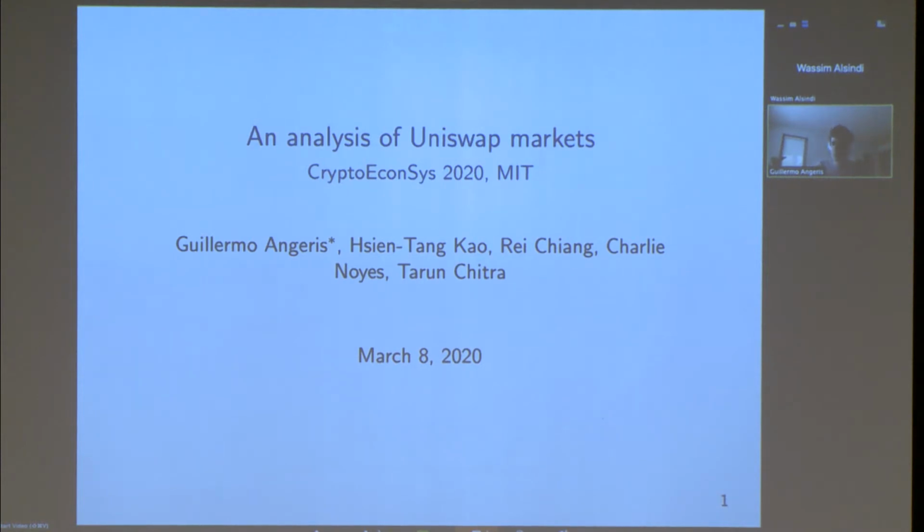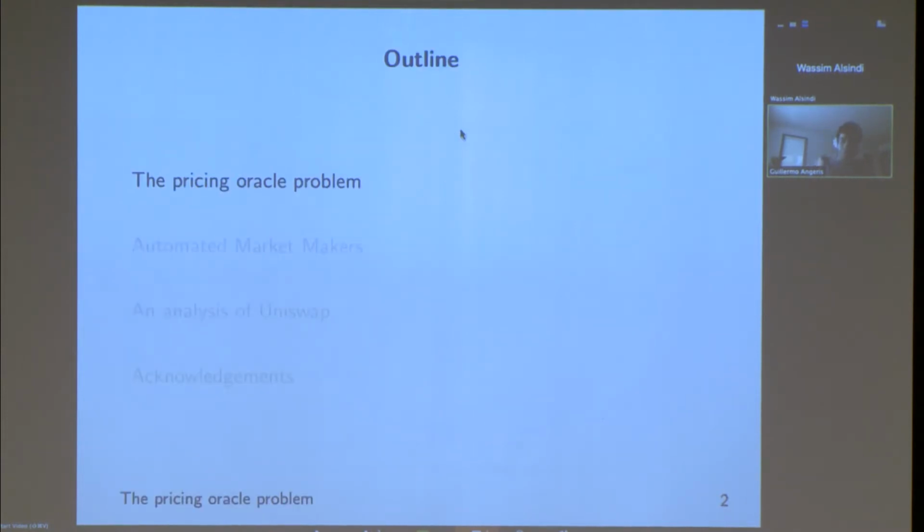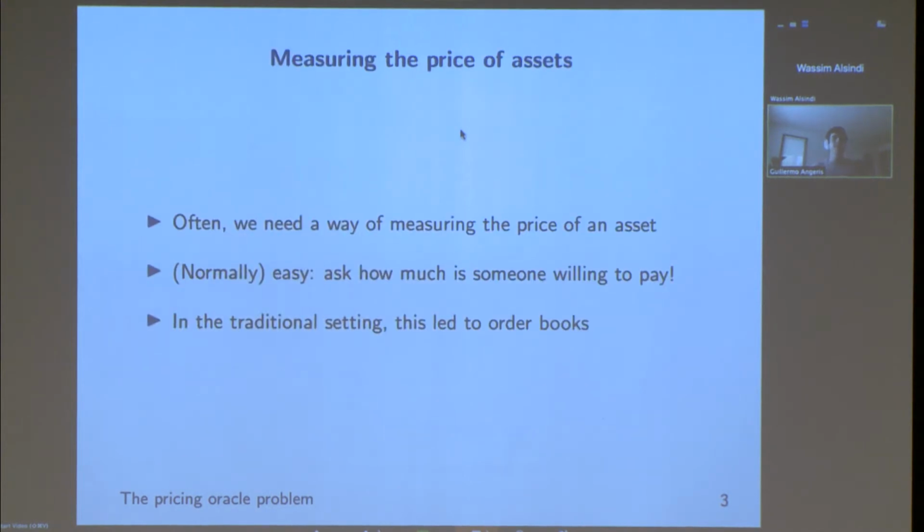And in this work, essentially, we present kind of a weird economic analysis of Uniswap markets, which I think has recently gained some notoriety by being part of a bZx attack, quote unquote. But anyway, to start with, first things first, what does Uniswap actually aim to do? This is generally called the pricing oracle problem. The idea is, we need to find a way of measuring the price of an asset.